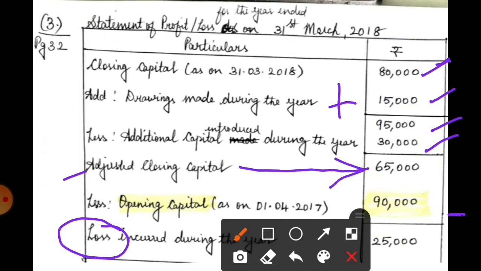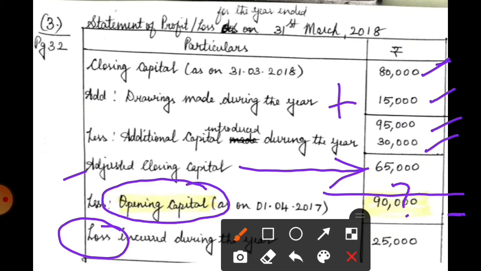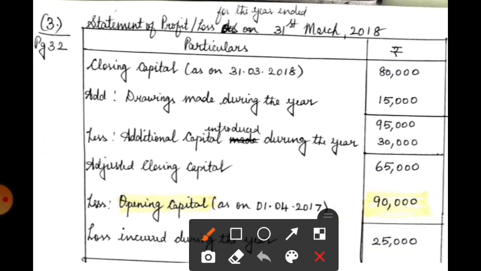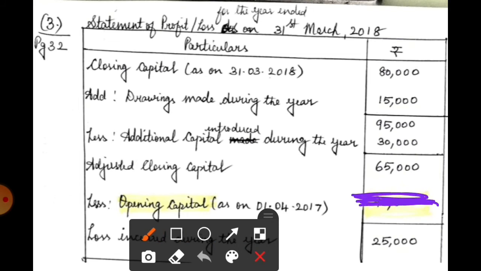Okay students, now for the next part you don't have this opening capital value, because this is what they're asking you to find out. This is the missing figure you are going to find in the problem. So for the time being I just draw a line here. You have only 65,000, and in the loss you are going to write 25,000. Able to follow, students? Now imagine this value is not there. I just shade this. You don't have it at present, because we don't know the value.